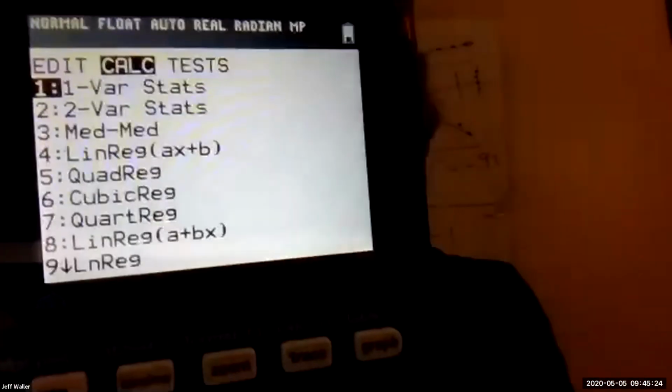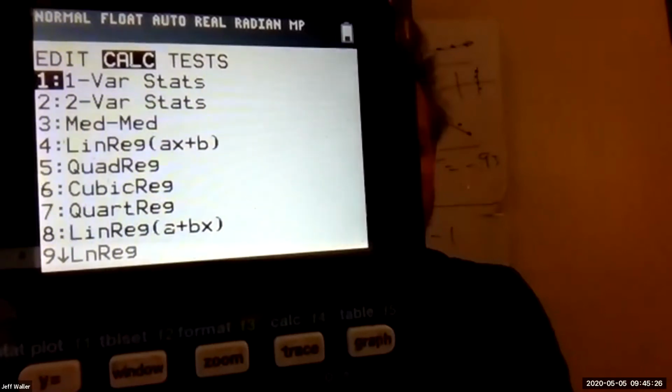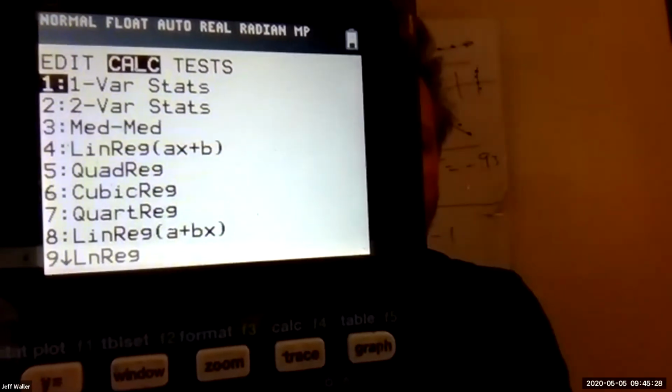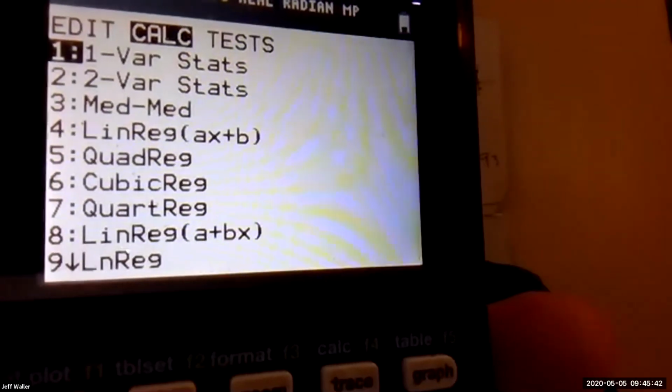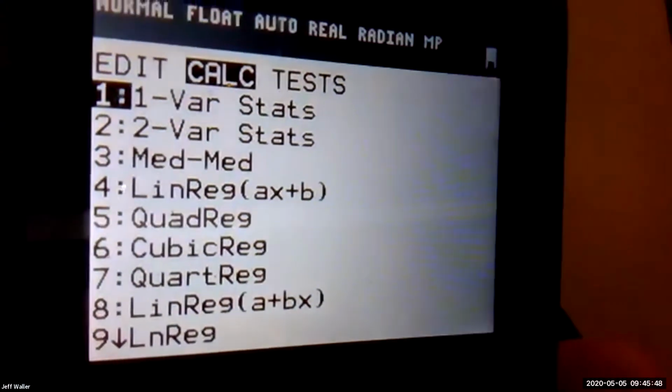I'm not going to play around with 2-Var Stats because I'm running out of time, but if I was making you use that full R formula I showed you earlier, you would use 2-Var Stats to calculate all the sums you need. What's kind of dumb to me is, do you see how there are two options that actually give you lines? And LinReg stands for linear regression.